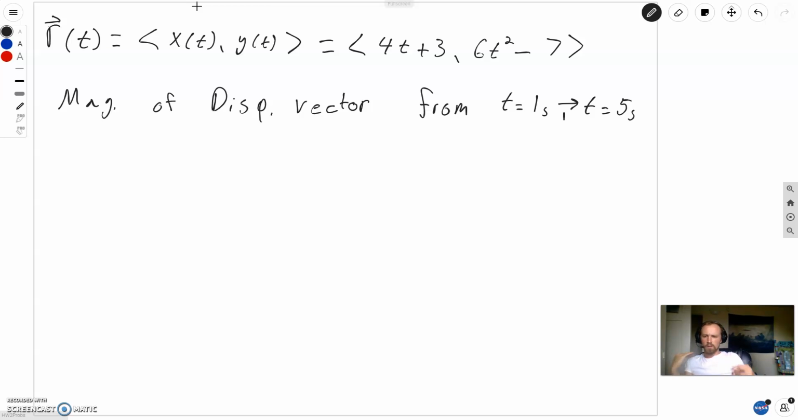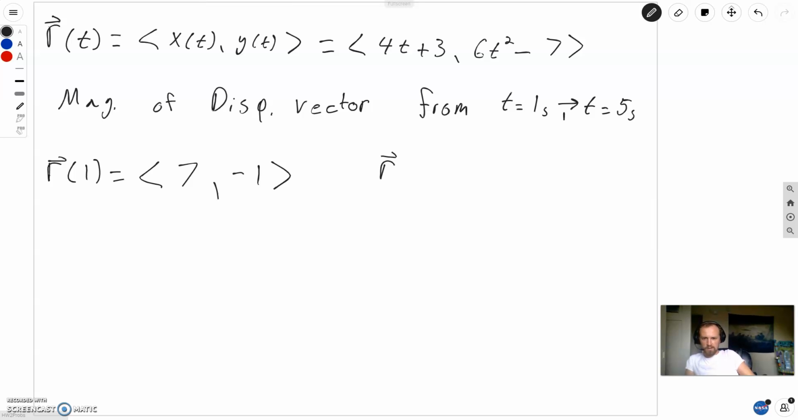Remember, whenever we're talking about displacement, there's always some kind of initial and final. You have to go from here to here. So first thing I might want to do is find my position at 1 second. That will equal 4 times 1 plus 3 is 7, and 6 times 1 squared minus 7 is negative 1.